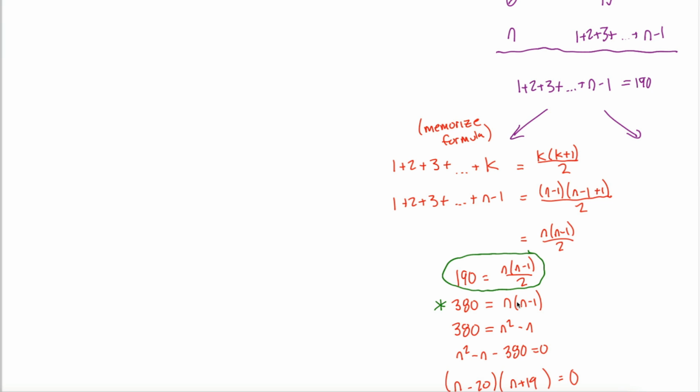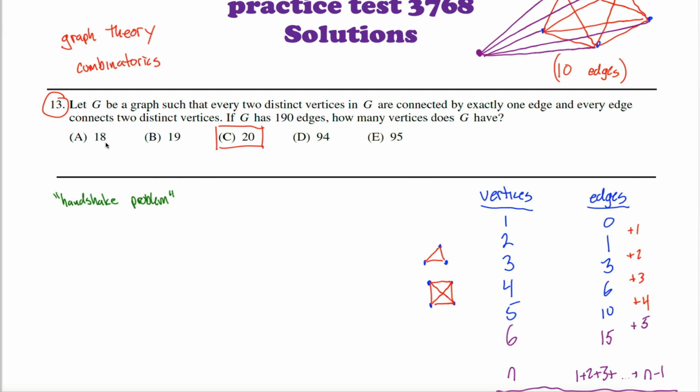Which of these answers times one less than that answer is equal to 380? 18 times 17, is that 380? Nope. 19 times 18? Nope. 20 times 19? Yup. Done. When you're taking your test, don't forget it's a multiple choice test. Sometimes you can save yourself some work by only considering the answers that they give you as possibilities.